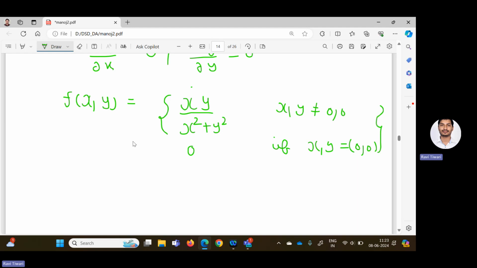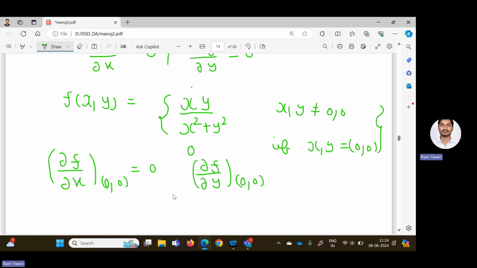In this question we have already calculated ∂f/∂x at (0, 0), which was 0, and ∂f/∂y at (0, 0), which was also 0. So we can ensure that the partial derivatives of this function exist, both ∂f/∂x and ∂f/∂y. But we have also seen that this function f(x, y) is not continuous. Why is this not continuous?